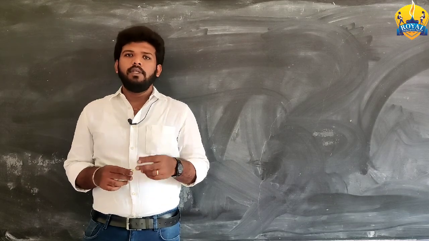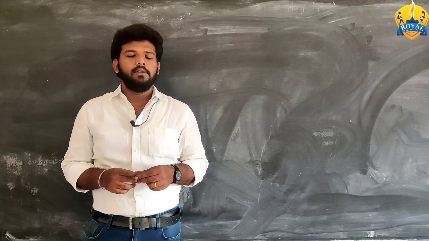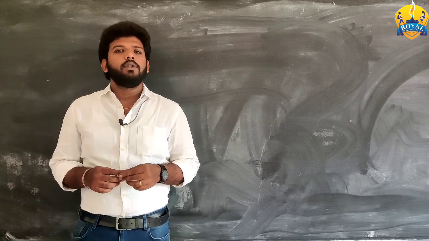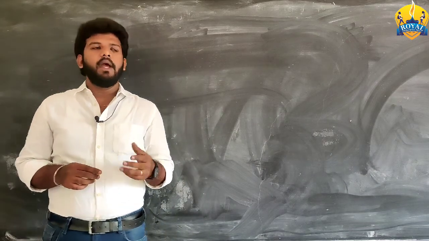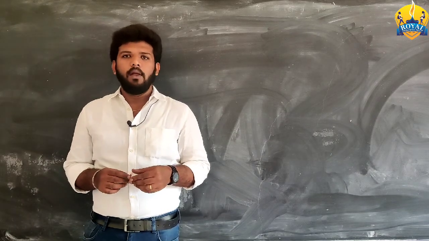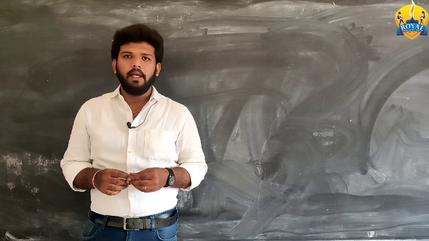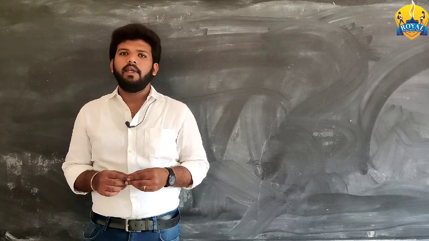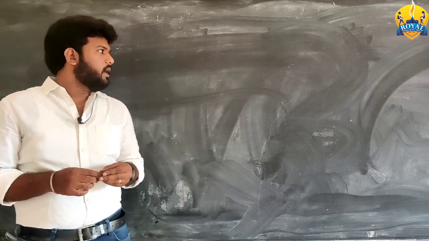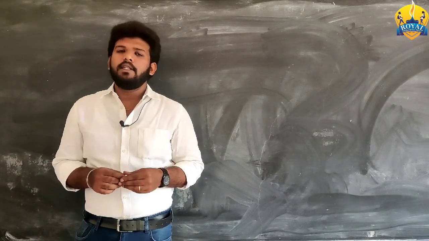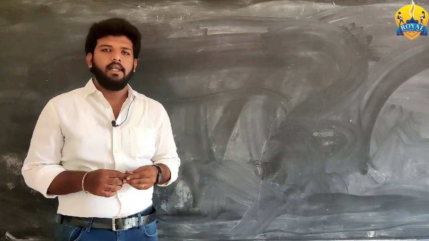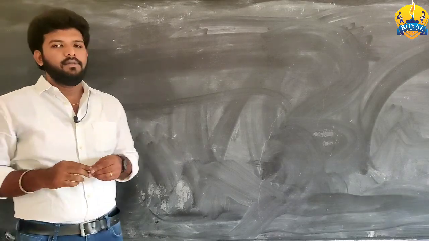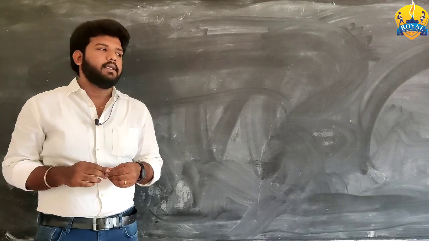A matrix has two things: one is a row and another one is a column. These transformations can be applied to both rows and columns. Now let us see what transformations we can do in a matrix. There are three transformations which we can do in a matrix.